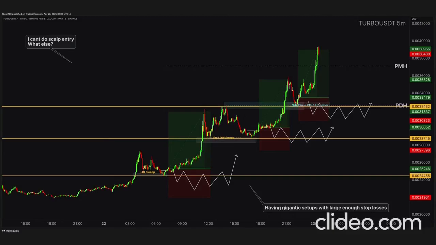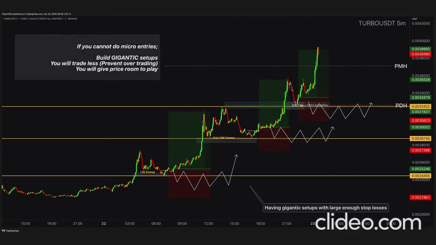So what is the advantage of these mega setups? First of all, you will be trading much less. It will prevent your overtrading habits because you will be in a position for a longer time and wait. And you will not be instantly stopped out. You can just go and relax, make yourself a coffee or cook a meal or something. Let the trade play out, win or lose.